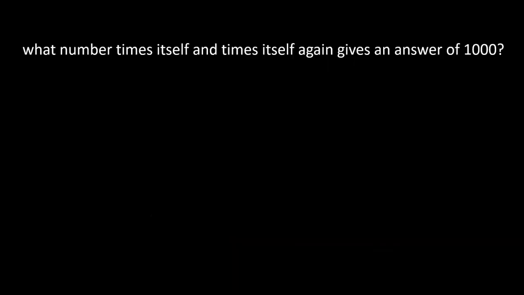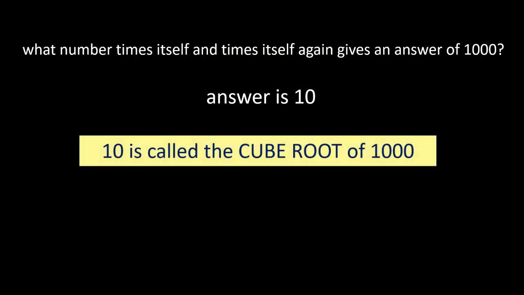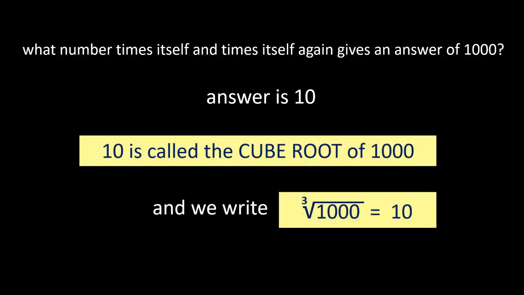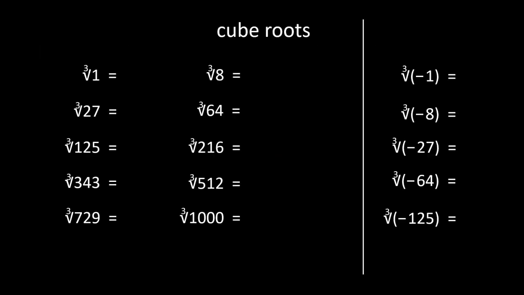Let's just have a look then at another couple. What number times itself again, in other words, what number cubed gives an answer of 1,000? We know the answer is 10. 10 is the cube root of 1,000. And we use our cube root symbol there, and we've got to remember that the cube root of minus 1,000 will be minus 10.